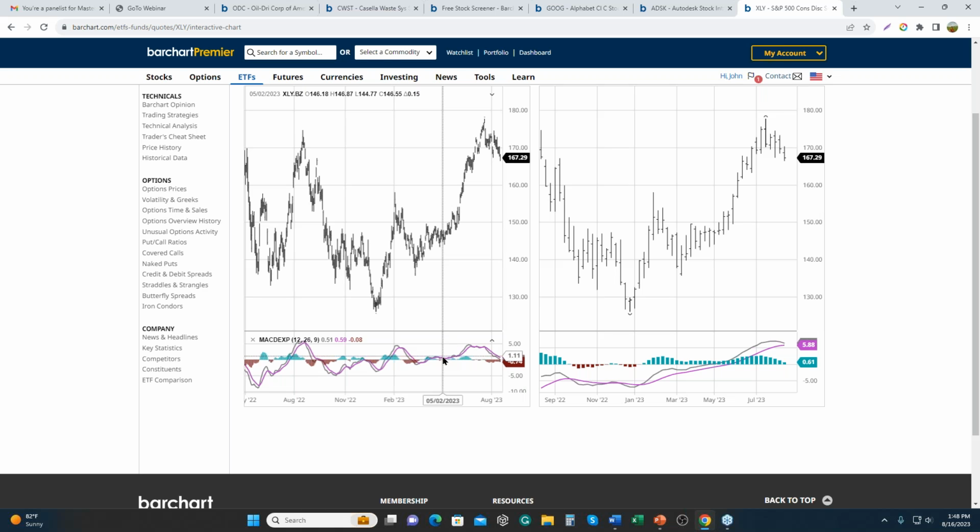Now, Wayne asks, what's the importance of the gray line over the purple line? It's just the variance between the two moving averages, Wayne. As the gray line diverges away from the purple line, that is a sign of strengthening price action. That is what we're really looking at, that momentum. So as it diverges away, your price action is strengthening, and as it comes together, your price action is weakening.